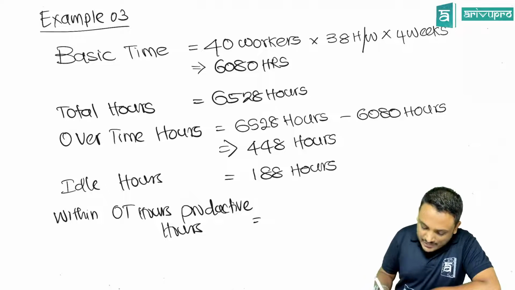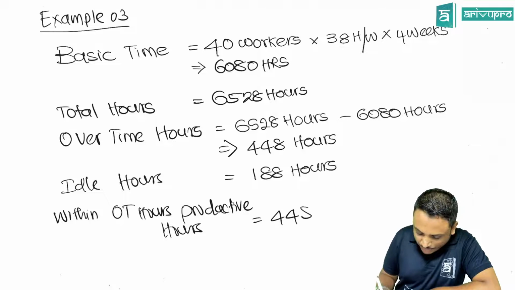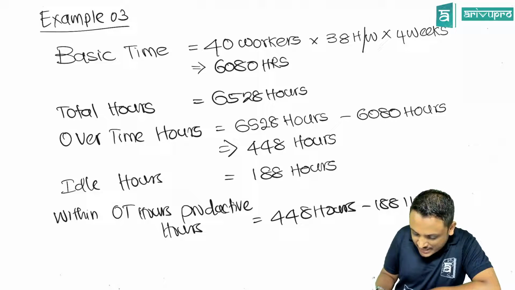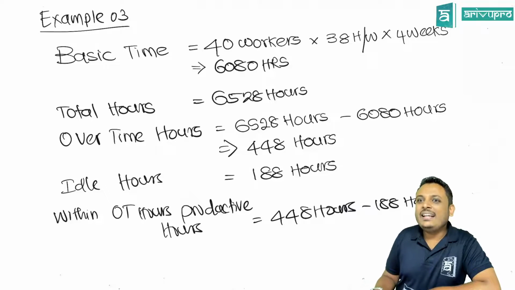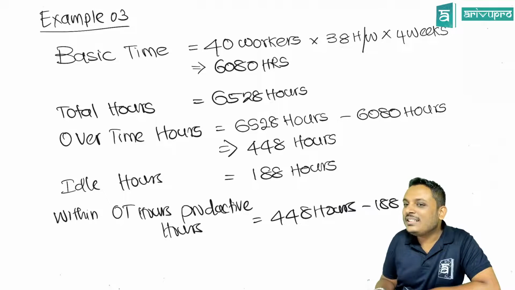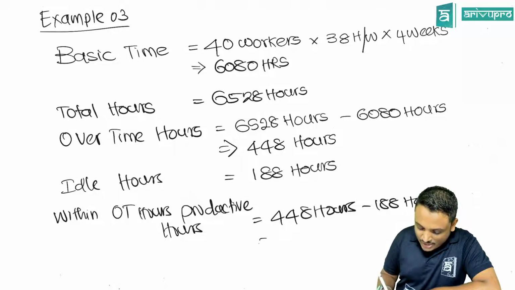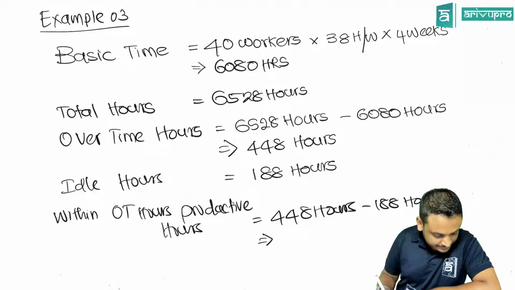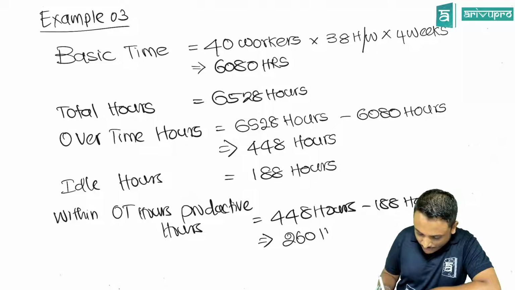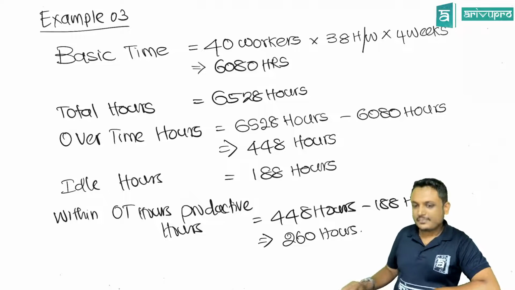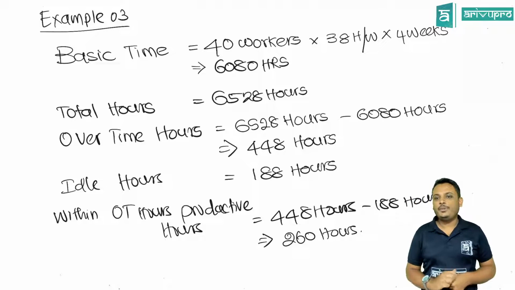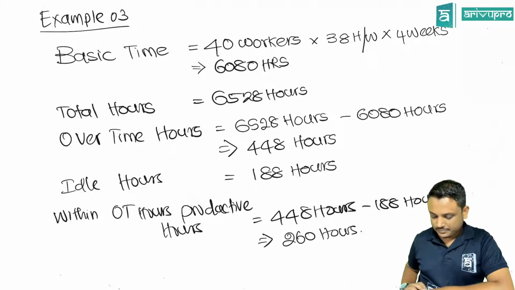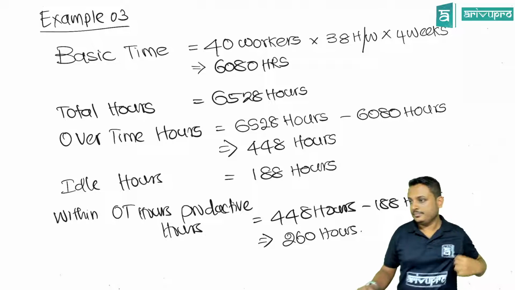So productive hours: total overtime is 448 hours. Within this, 188 hours is idle. So productive hours how much? 260 hours. Copy up to this point. Okay? Sir, one doubt. Yes.